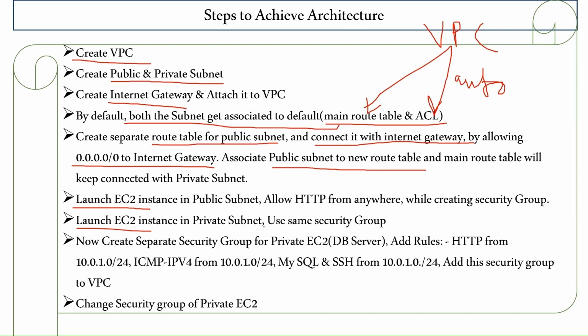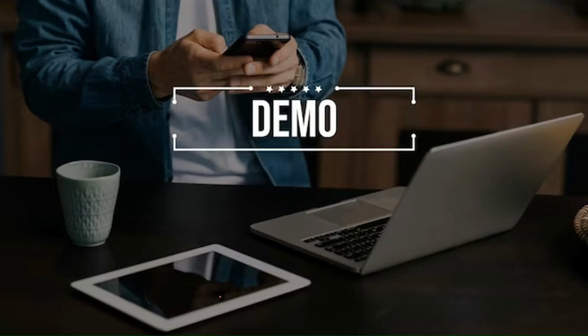For now, we will use the same security group for both the EC2 instances, but later we will create a separate security group for our DB server, because it will only allow the traffic from our web server, that is our public subnet. It won't allow traffic from the internet. So we have to add these rules in the security group. Then we will change the security group of our private EC2 from this security group to the new security group. So friends, to make it very easy for you, I will show you a demo.